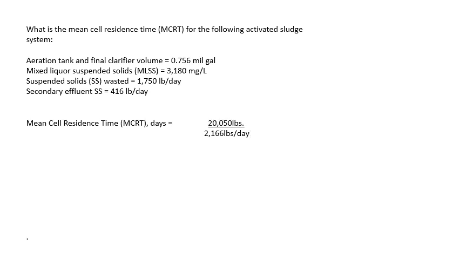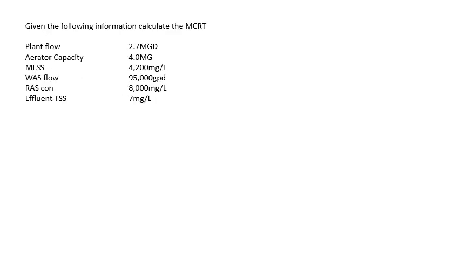gives you 2,166 pounds per day. So now we can go ahead and solve 20,050 pounds divided by 2,166 pounds per day. That's going to give you an answer of 9.26 days.